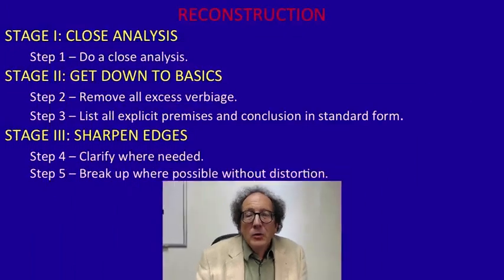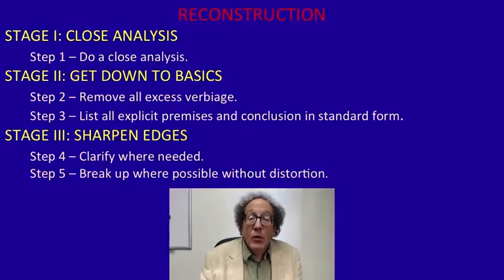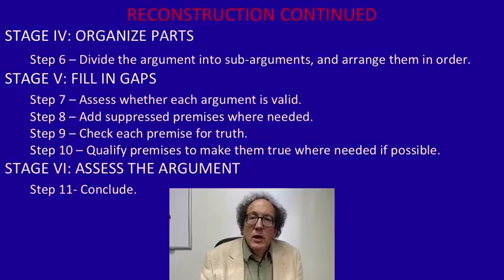Welcome back. We've covered stages 1 through 3 of argument reconstruction, namely close analysis, get down to basics, and sharpen edges. In this lecture, we'll cover stage 4, which is organize parts. Because it's not enough to isolate the parts and figure out what they are. You need to show how they fit together in a structure so that they work together to support the conclusion of the argument. To see how this works, let's start with an example.